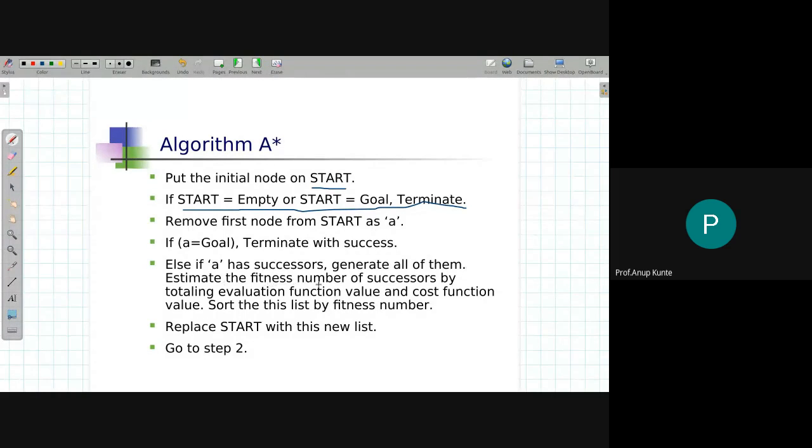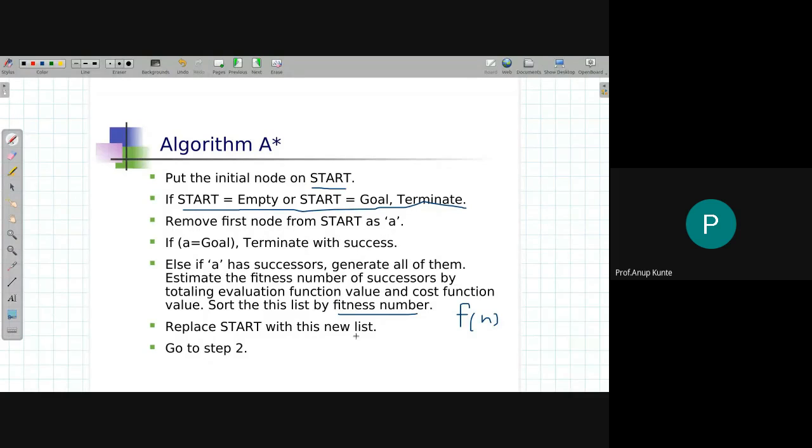Estimate the fitness number for successors by totaling evaluation function value and cost function value. Sort this list by fitness number. Fitness number means the f of n, evaluation value. Okay, उसको fitness function भी बोला जाता है.